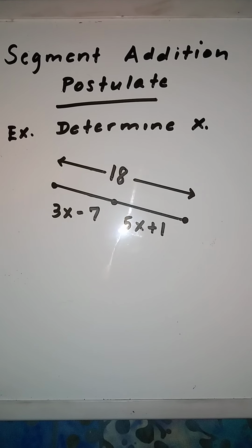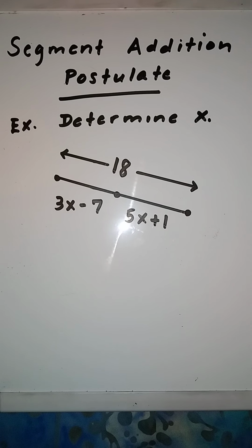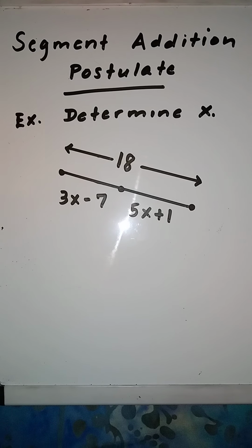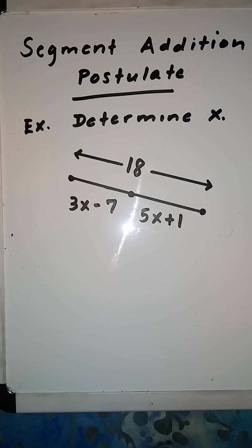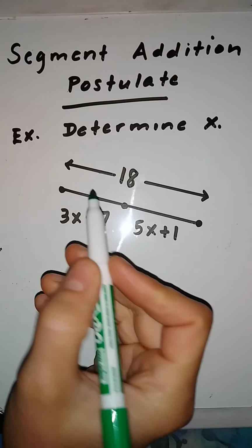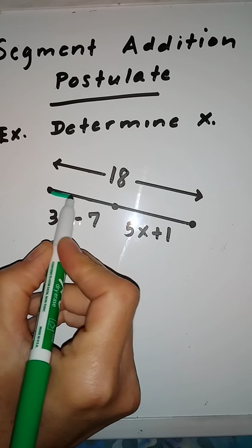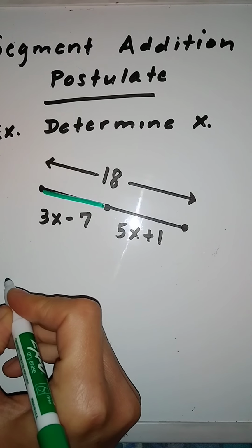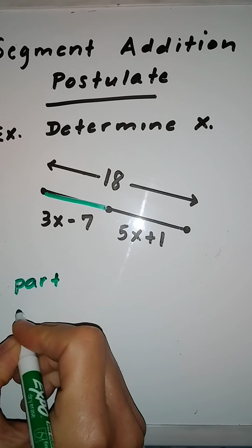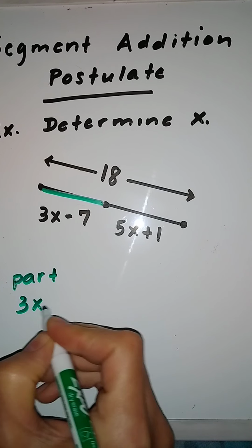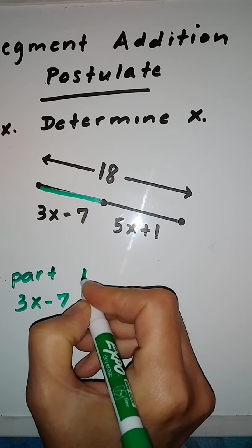Hi, this video will show two examples for the segment addition postulate. We are going to start by building our equation. What I highlighted in green is one of the parts. So 3x minus 7.